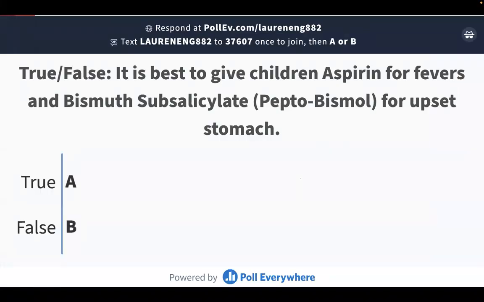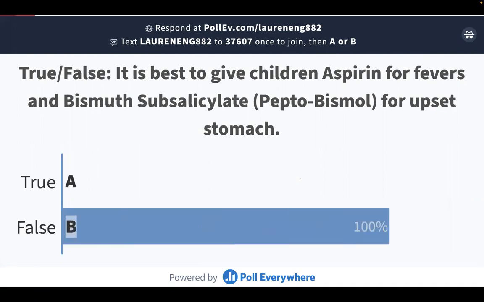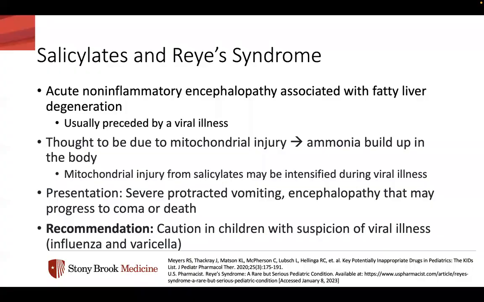So true or false, it is best to give children aspirin for fevers and bismuth subsalicylate, which is Pepto-Bismol, for upset stomach. Correct. It is false. So these are salicylates, and those can cause Reye's syndrome.